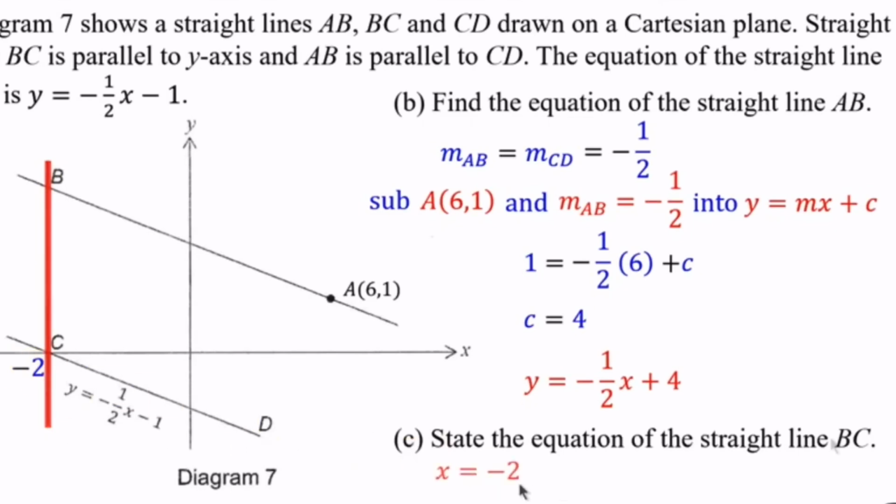So for the next one, we will find the equation of straight line BC. Because the straight line BC is cutting at the x-intercept -2, the equation is x equal to -2. x equal to the x-intercept for a vertical line.